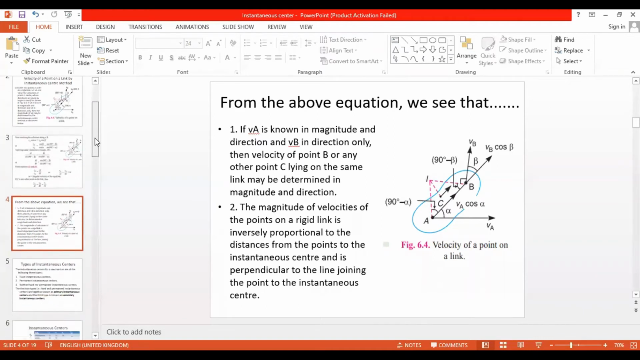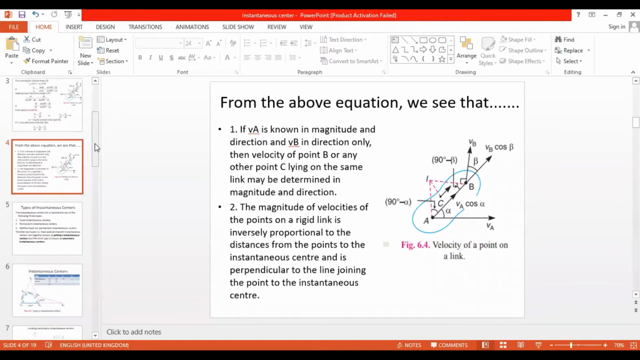So these are two conclusions we can derive from the above equation. If the velocity is acting in a direction, the instantaneous center would always be perpendicular to that. And if the distance between the velocity acting point and the instantaneous center is increasing, then the velocity would be decreasing. These are the two conclusions.